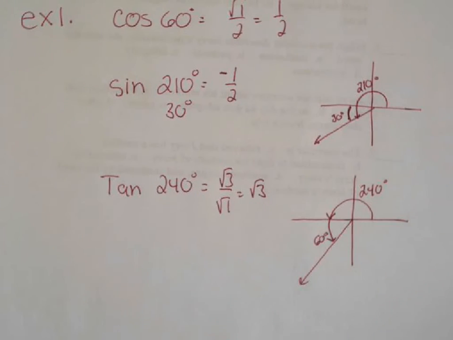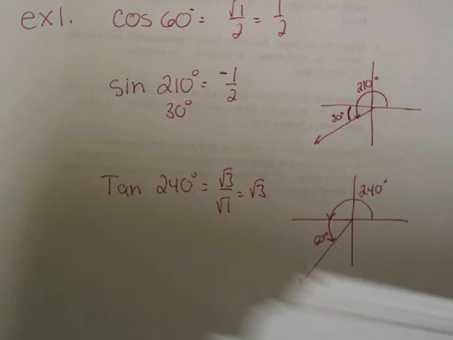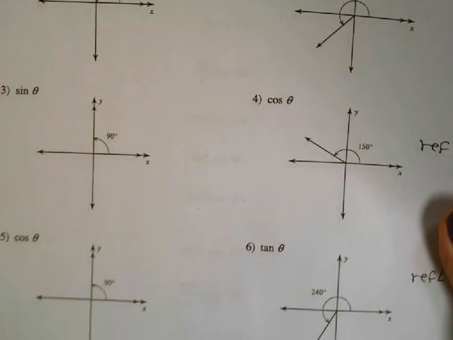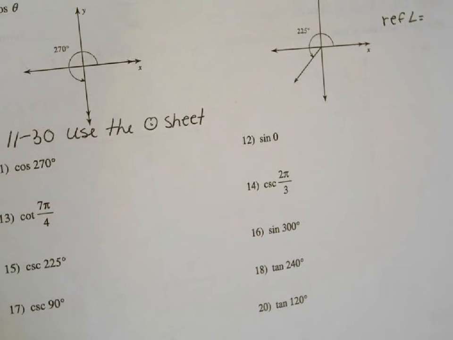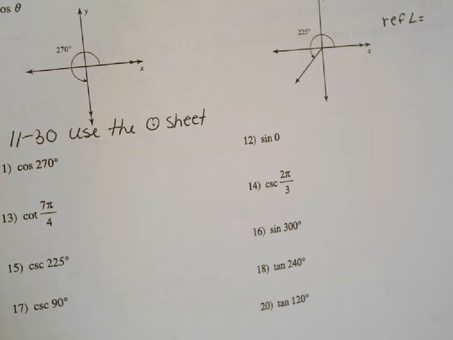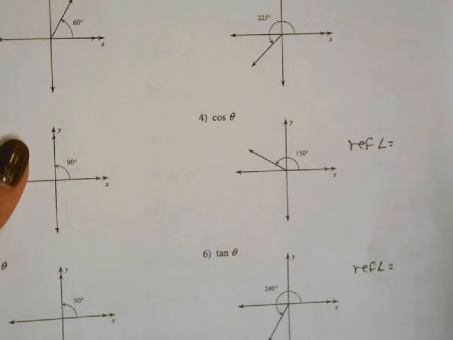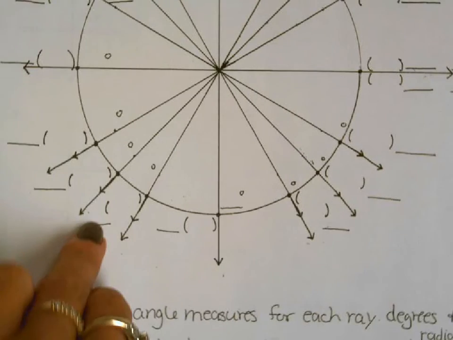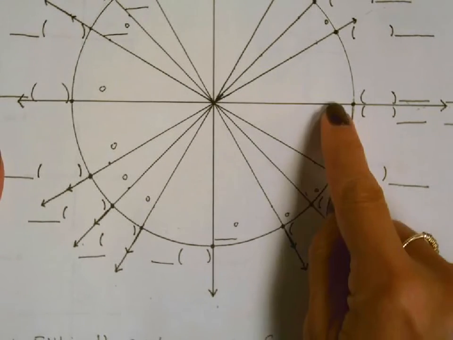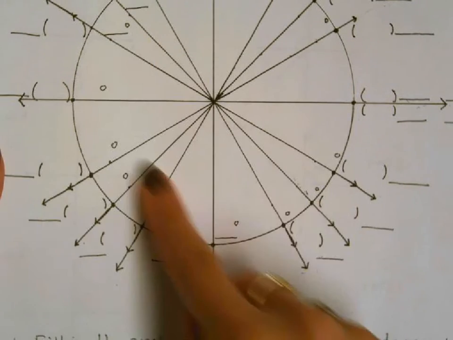Okay, so the first part of the worksheet, this part here, I want you to just do 1 through 10, just doing exactly what we just did. And then, stop at 11. I want you to complete the unit circle. You're going to put in the degrees, the radians all the way around.